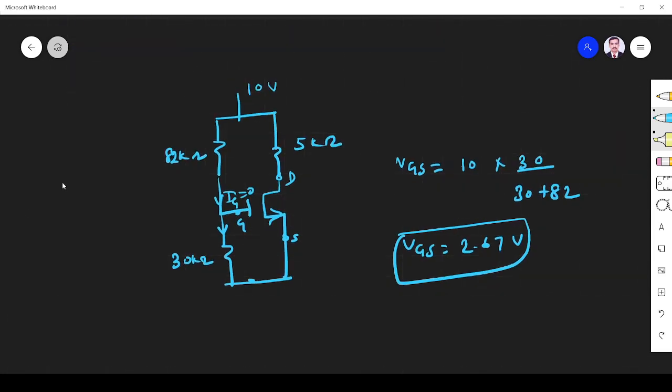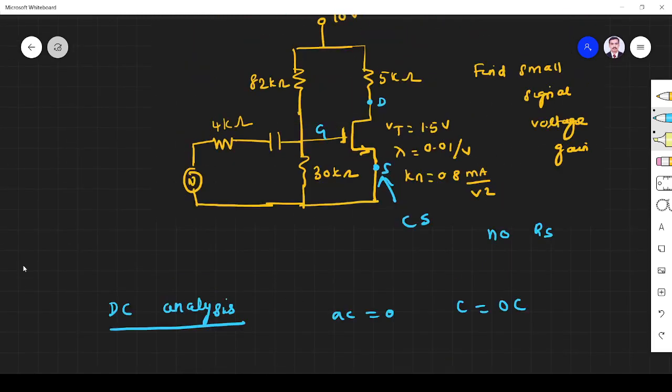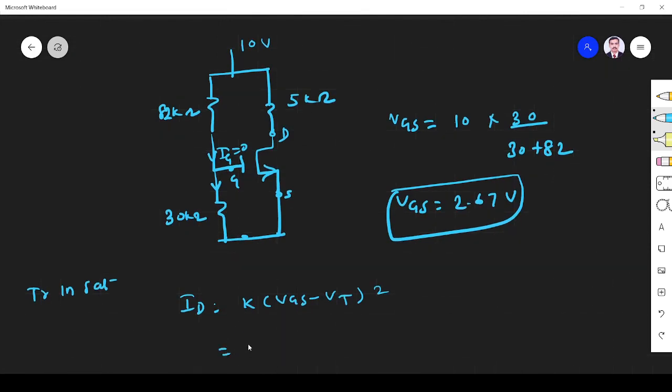Then I find ID. Let us assume the transistor is in saturation. I assume it and then confirm later. For a transistor in saturation, the drain current is K into VGS minus VT squared. For that only I found VGS. Everything is given: VT and K. So substitute all the values. K is 0.8, VGS 2.67 minus 1.5, whole squared. What I get is ID equal to 1.1 milliamps.